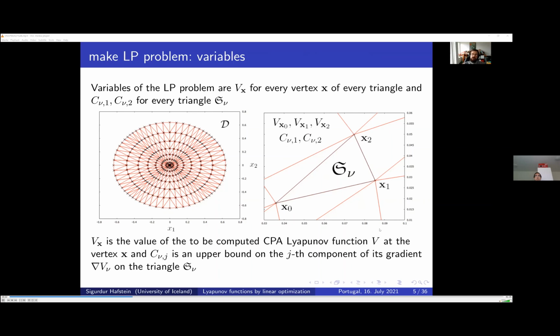And note that, of course, V at x0, this vertex, is shared by many other triangles. So it's not enough here just to look at this one. We also have conditions for these variables for the other triangles where it's a vertex.